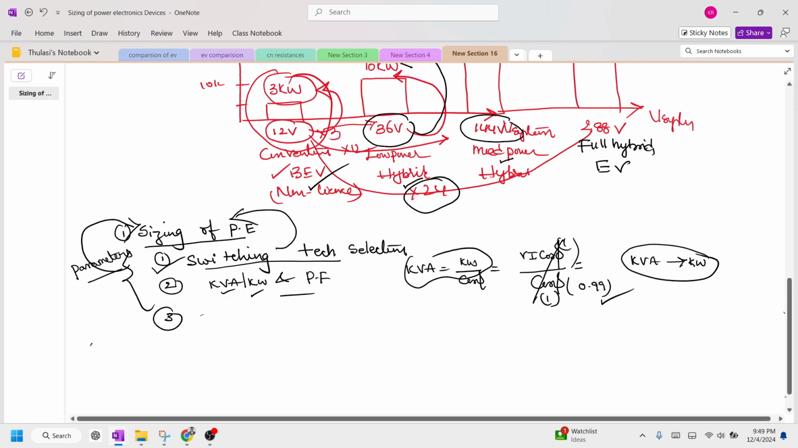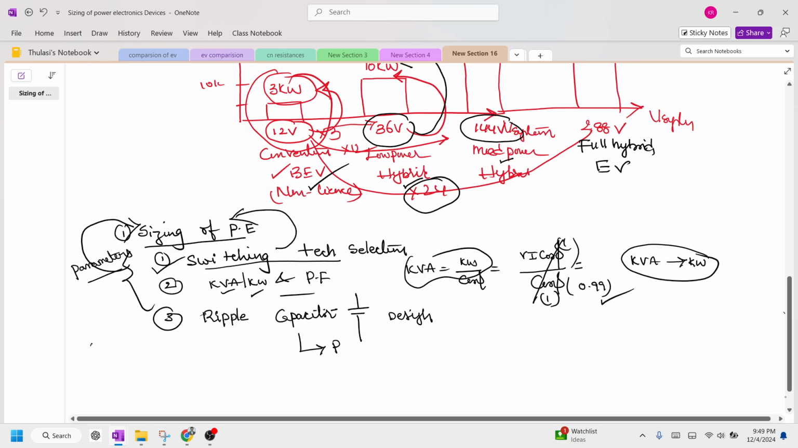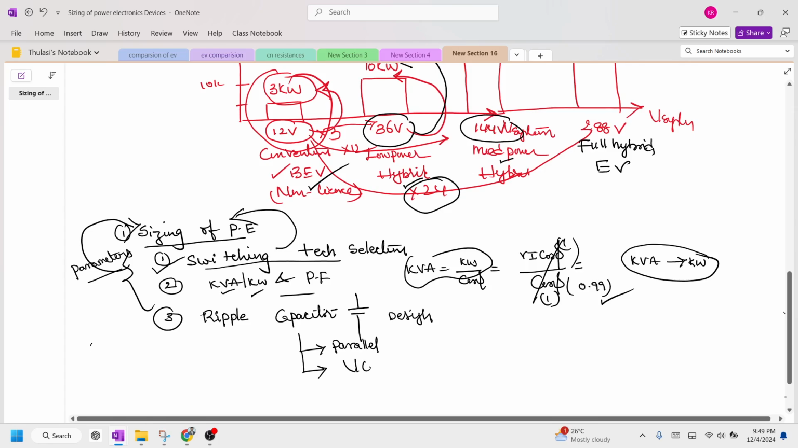Next one depends upon how you design the ripple capacitor. This ripple capacitor is generally connected in parallel. It is called ripple capacitor design. The purpose of this capacitor is to regulate the voltage to supply a constant voltage across the load. We generally use a capacitor for this.